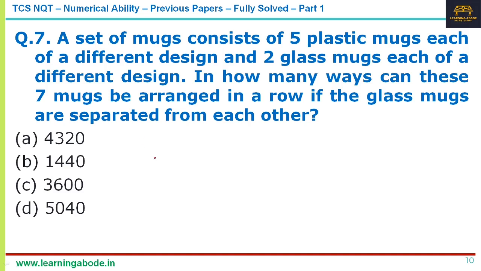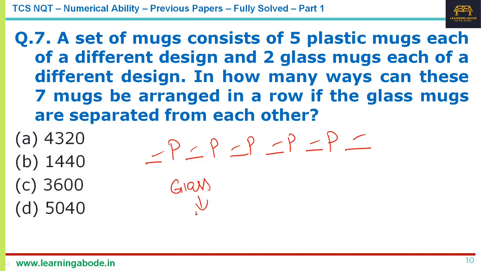Now what you can do here is, you have the plastic mugs in 5 places. The glass mugs should not be together, so you have to place them in between the plastic mugs. How many places can they occupy? 1, 2, 3, 4, 5, 6. So the glass mugs can occupy any of these 6 positions. There are two glass mugs, so that is 6P2.